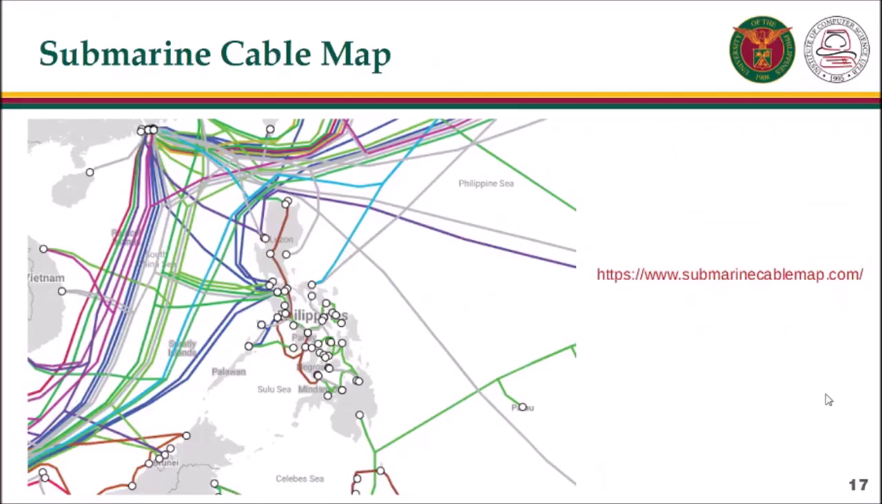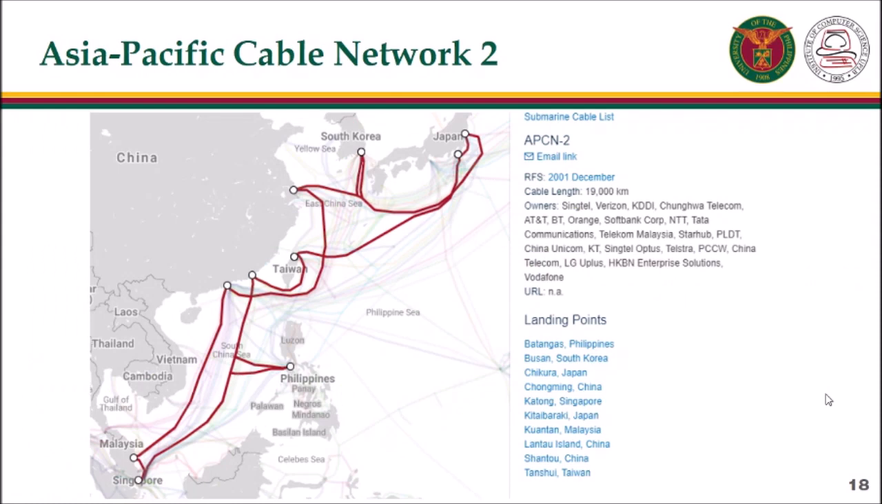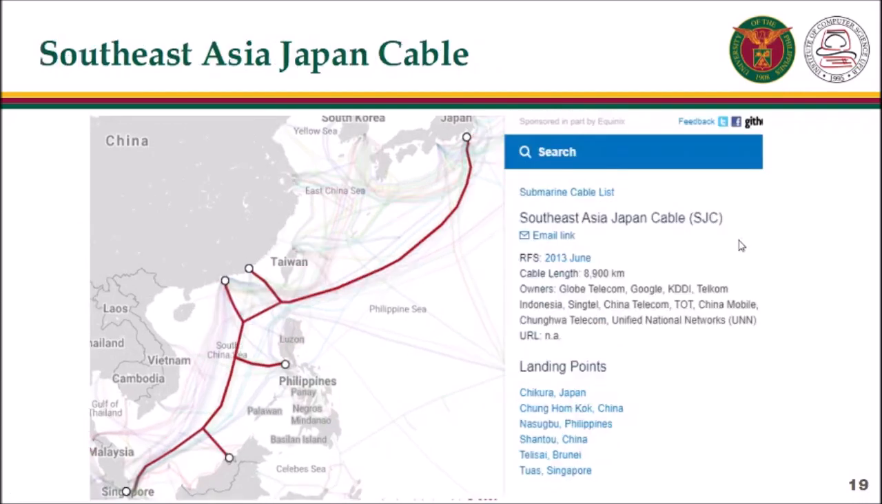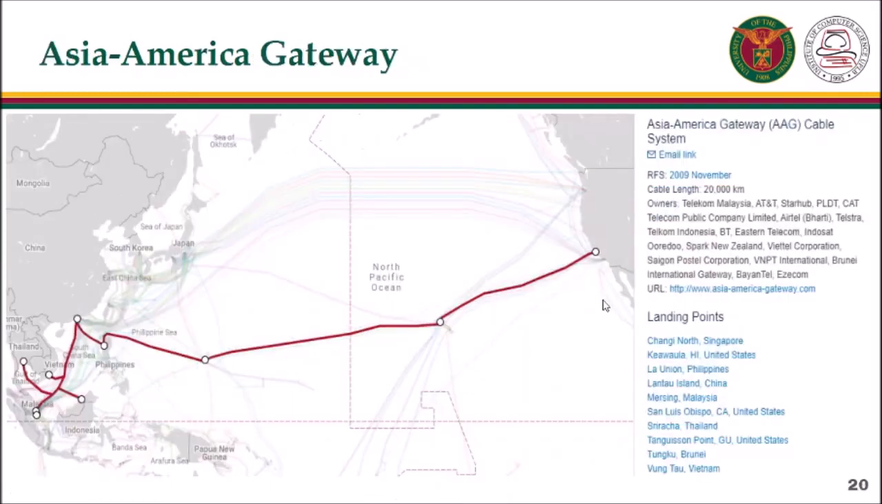Let us continue. One of the cable systems connecting the Philippines to the world is the Asia-Pacific Cable Network 2 or APCN2. PLDT is one of its owners. Another is the Southeast Asia Japan Cable or SJC. The Philippine side is owned by Globe. As we have seen earlier, there is the Asia-America Gateway, which PLDT is a part of.